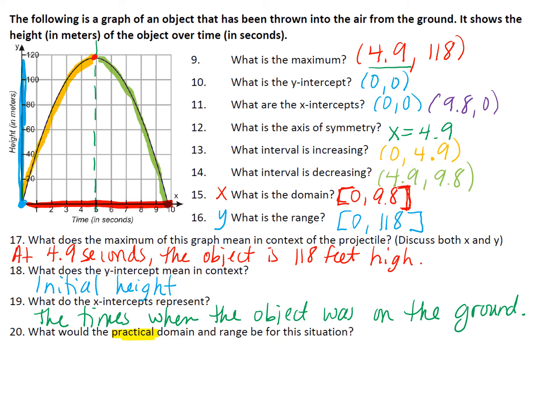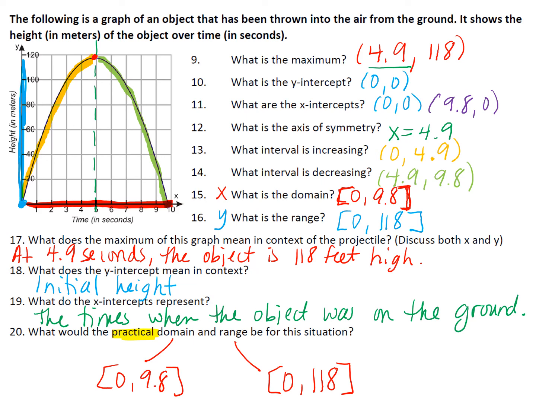As we know, if we graph this in our calculator or in Desmos, the graph is not going to just show this window. It's going to keep going unless we adjust it. So that practical domain and range are the ones that make sense. So they're going to be the same as what we wrote in number 15 and 16. So our practical domain, again, no negative values. So that's going to be from 0 to 9.8. And that practical range is going to be from 0 to 118.